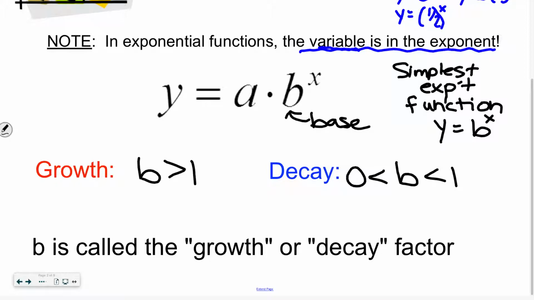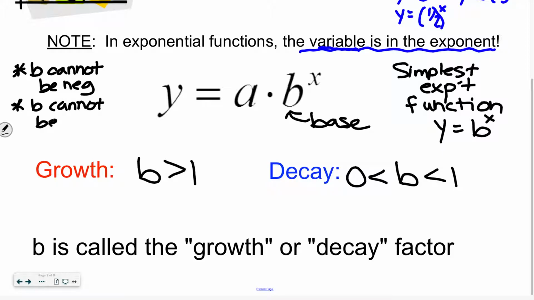So based on those two things, what has to be true or what cannot be true about b for exponential functions? b cannot be negative. b cannot be 0 or 1.